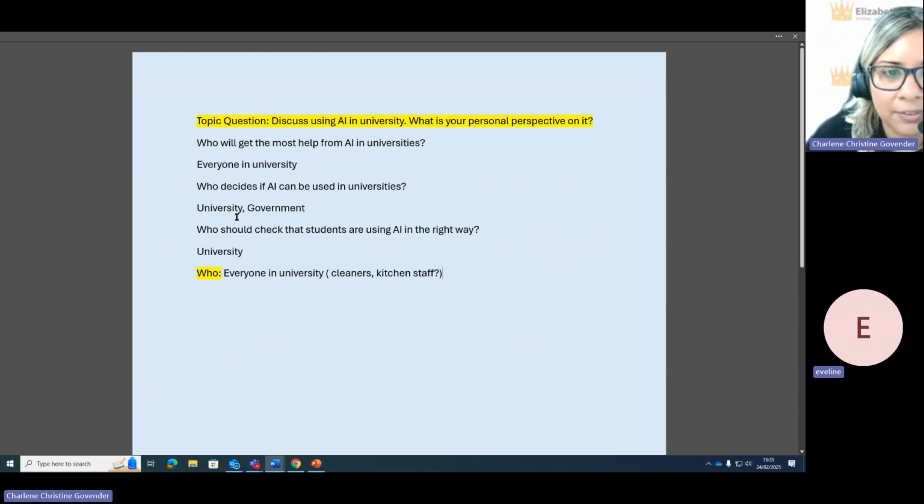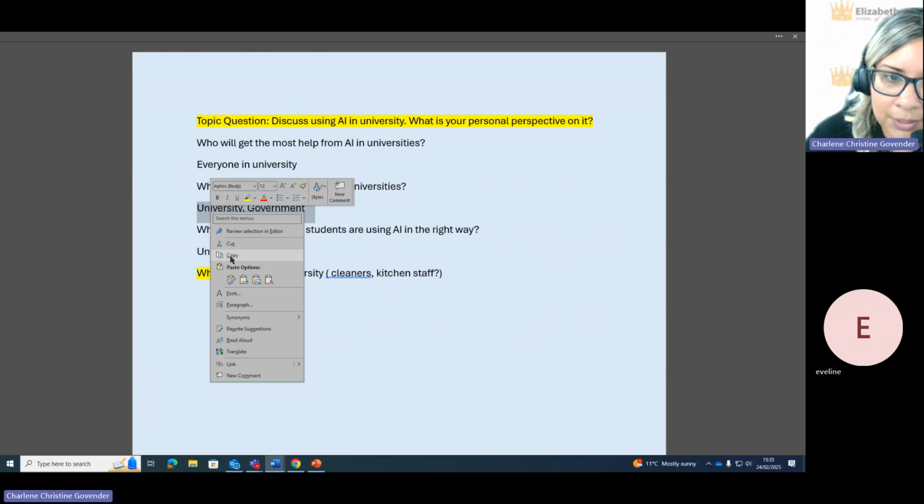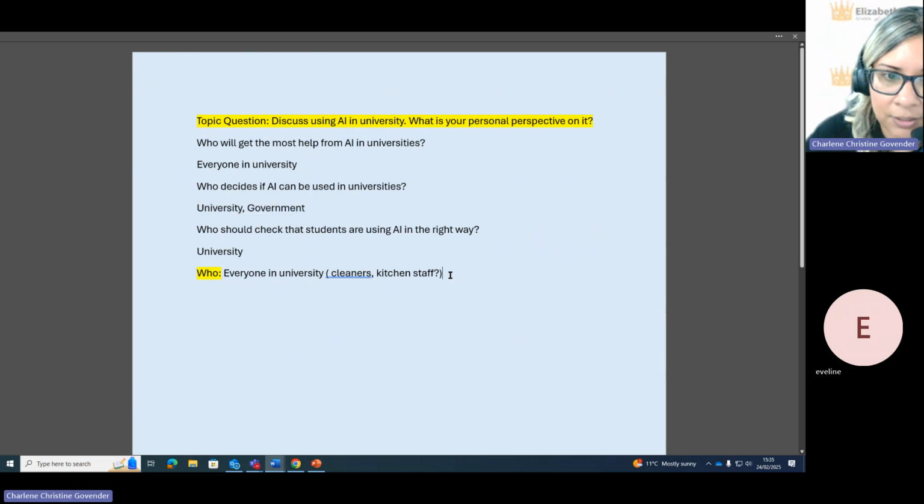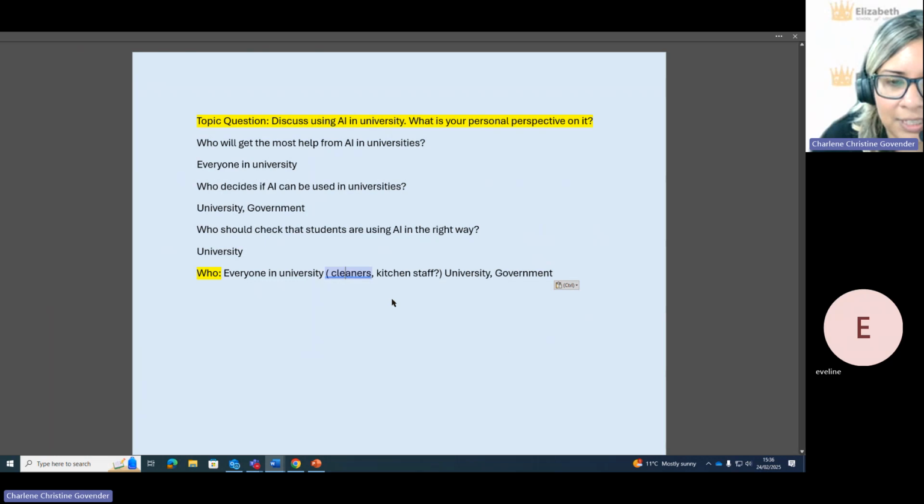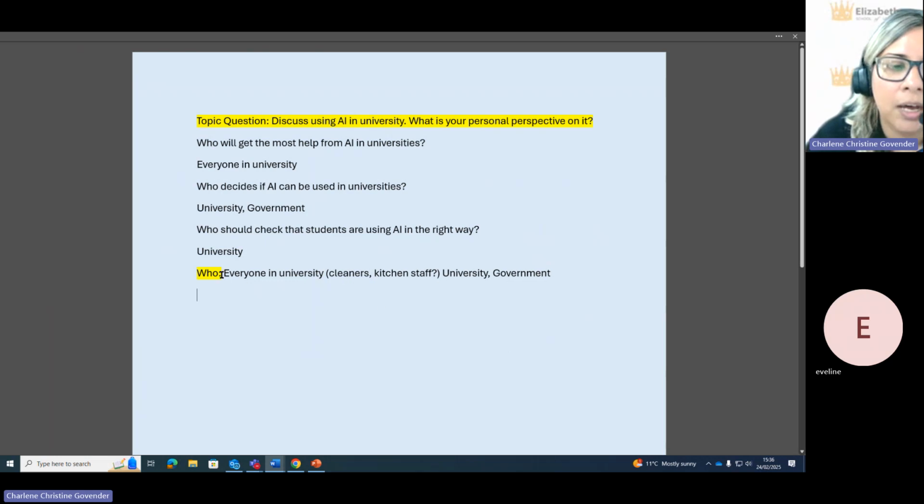Now the next person or people or group of people that we said we're going to talk about is the university and the government. So you can add that there. And then that's university and government. So now we have a focus area of who we are going to be discussing in our essay.